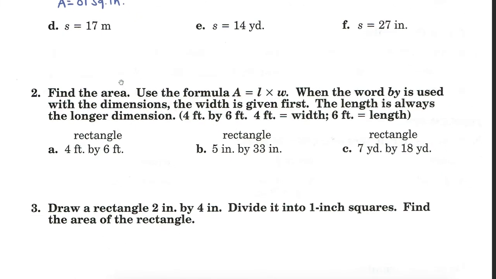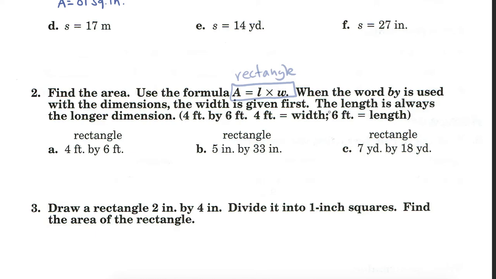Number 2, find the area. Use the formula: area equals length times width. This is for a rectangle, right? When the word "by" is used with the dimensions, the width is given first. The length is always the longest dimension. 4 feet by 6 feet: 4 feet equals width, 6 feet equals length.